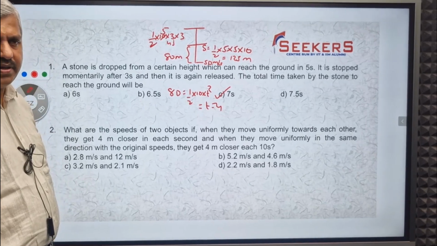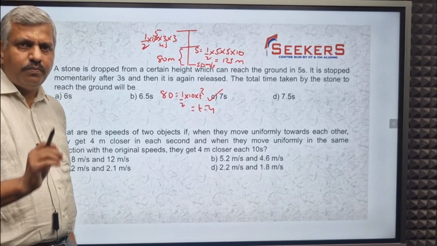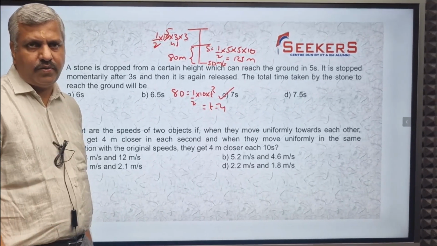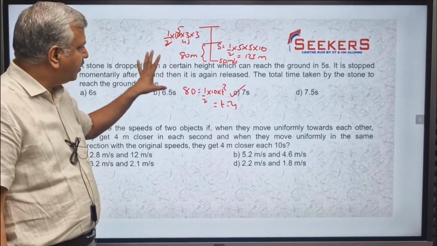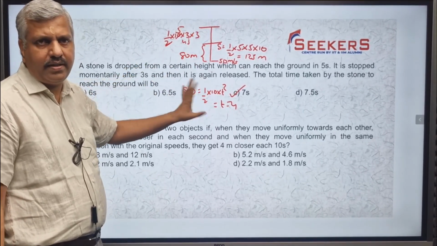In this particular chapter, it is very simple if you break the question into smaller parts and then work. So that is exactly what I did. I read the question, made meaning out of it, and then I worked it out.